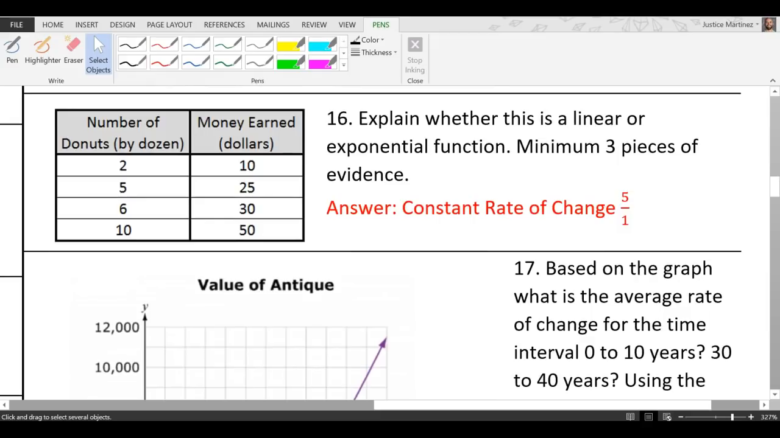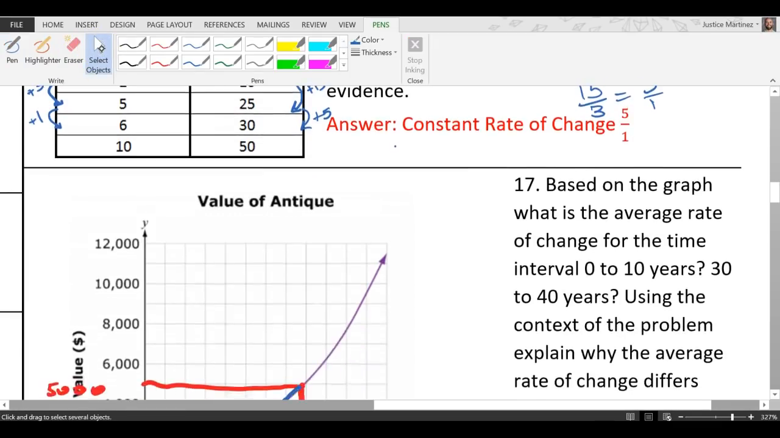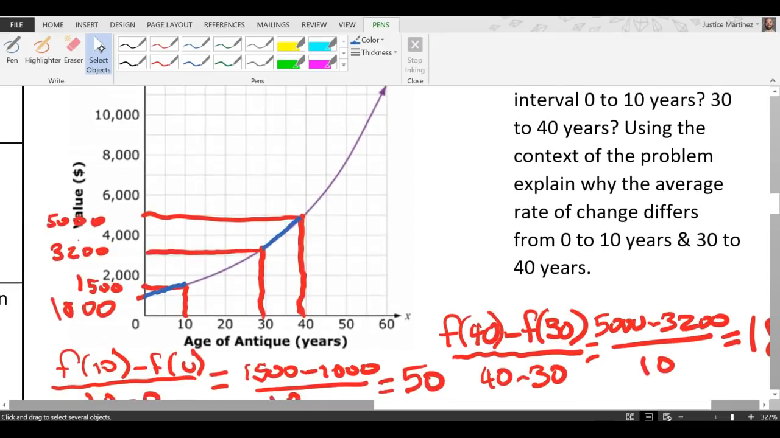Explain whether this is a linear or exponential function. Minimum 3 pieces of evidence. Well, if you presented this to me today, I most likely told you the exact same thing. But mister, that went up by 15, and this only went up by 5. Therefore, it can't be linear. And many of you said, nope, that went up by 3, that went up by 1. And 15 over 3 is in fact equivalent to 5 over 1. Therefore, it is linear with a rate of change of 5 over 1.